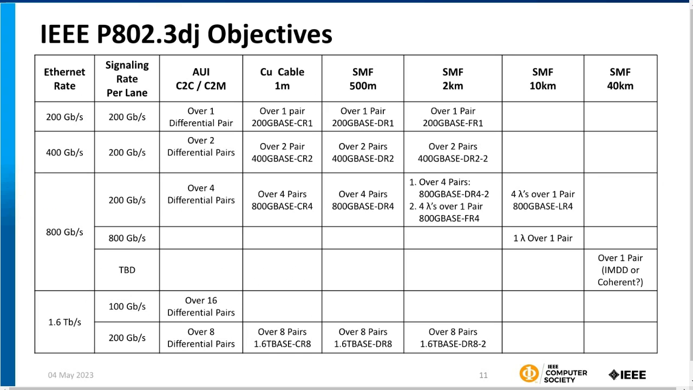But what I want you to take away from it is the different rates. So 200, 400, 800, and 1.6, like we talked about before. And really, most of the solutions, when you look up to the 2 kilometers, is 1 lane, 2 lanes, 4 lanes, 8 lanes, and you multiply that by 200, and that gives you the Ethernet rate that you're attacking. All right.